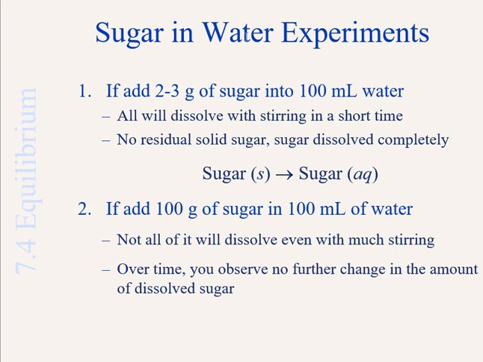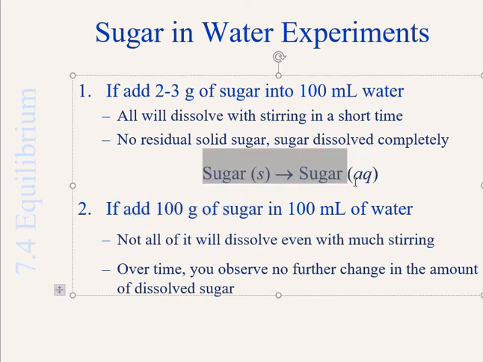Let's say you dissolve sugar in water. First, you add 2 to 3 grams of sugar in 100 milliliters of water. Well, what do you notice immediately? With your eyes, you can see that as you are stirring for a short time, all the solid sugar begins to dissolve, and in a few seconds, all of it is gone. You can express that physical process by this reaction: sugar solid turning into sugar aqueous, meaning it dissolved.